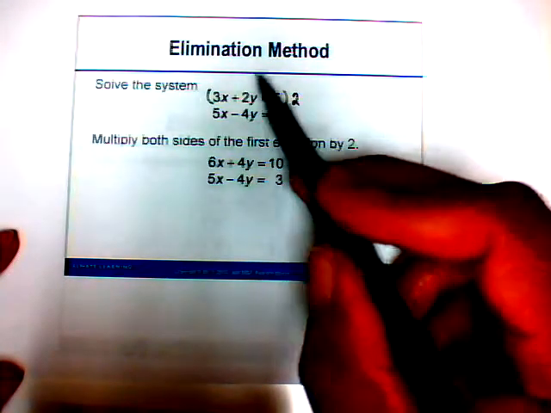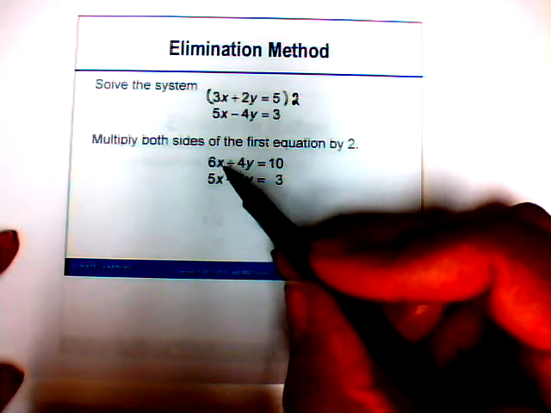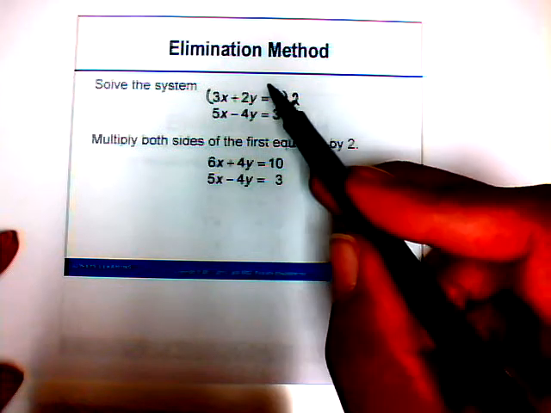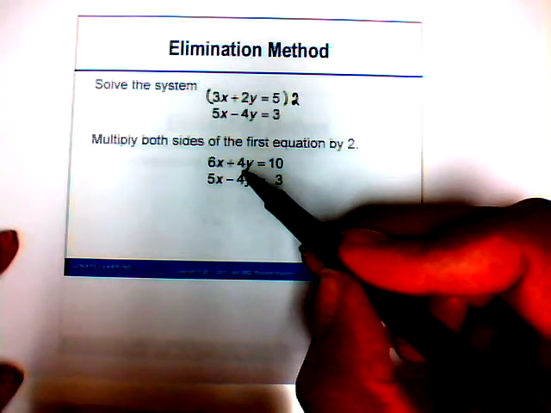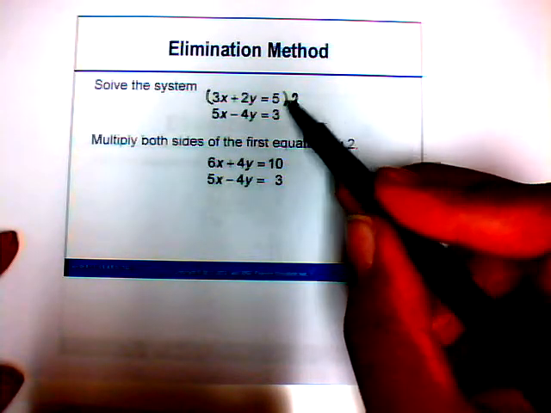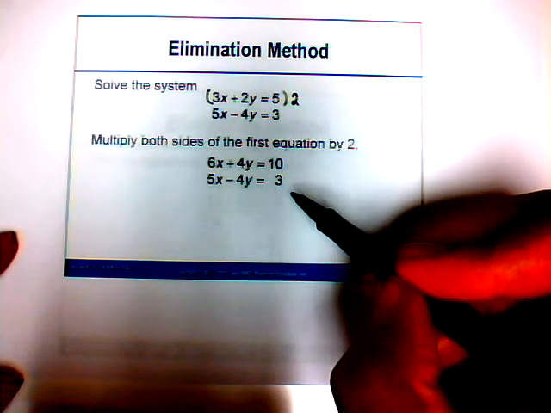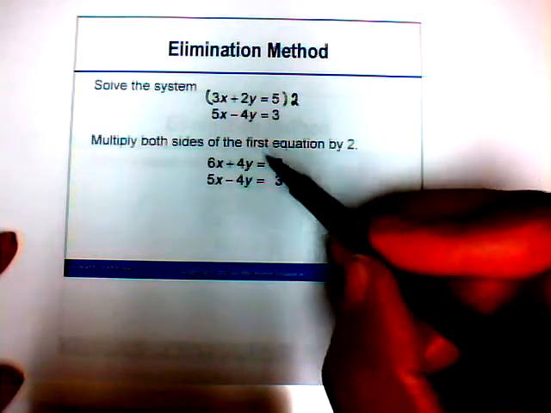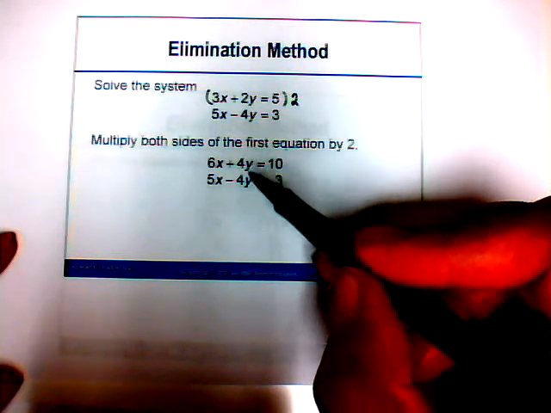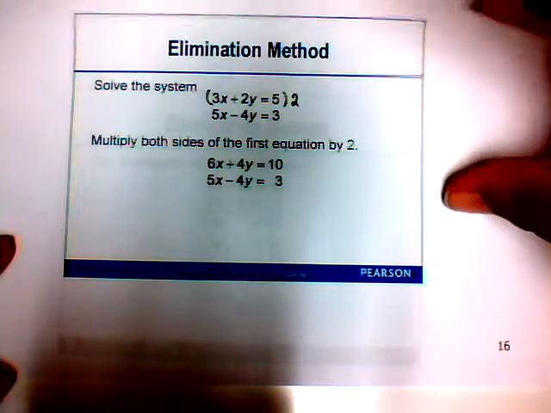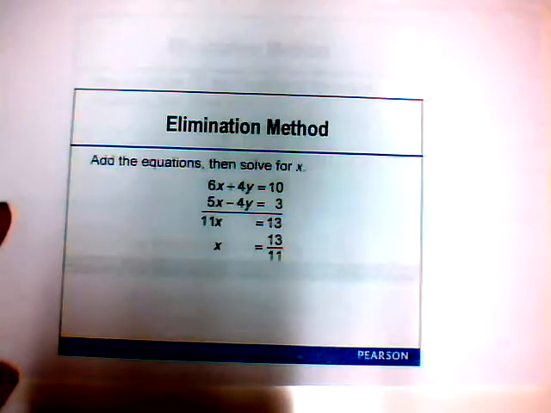So that means that 2 times 3x, that's 6x. 2 times 2y would be a plus 4y. That's equal to 5 times 2, that'll be 10. Then bring down this: 5x minus 4y is equal to 3. Now you can see I have a plus 4y and a minus 4y. That can be eliminated through addition.